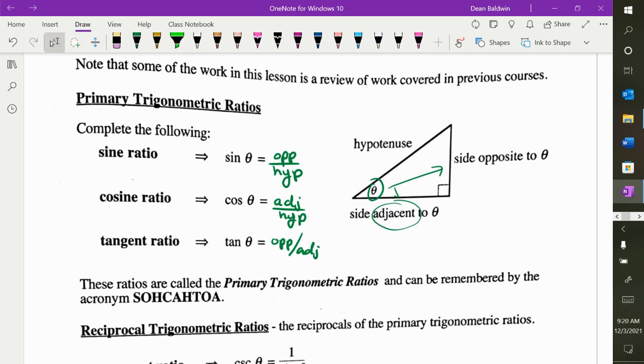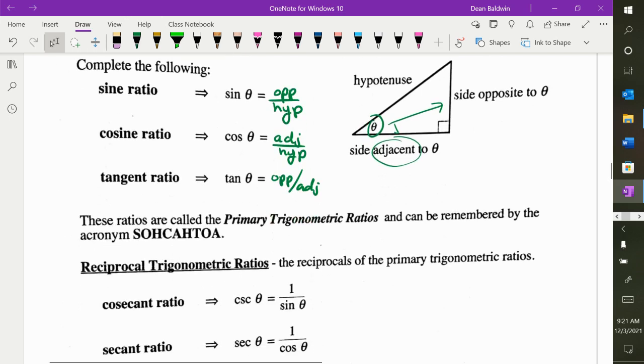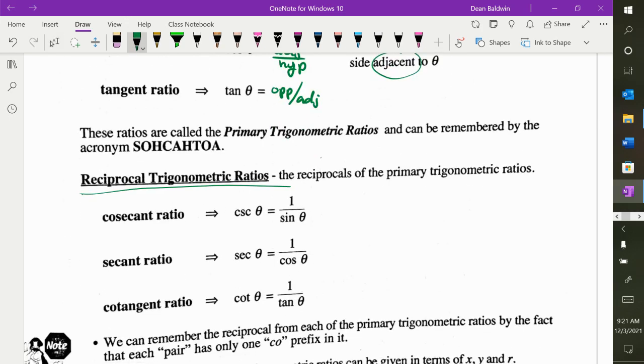Those are the first three trig ratios. Those are called the primary trig ratios. You know what you can do? You can flip them all, which are called the reciprocal trig.